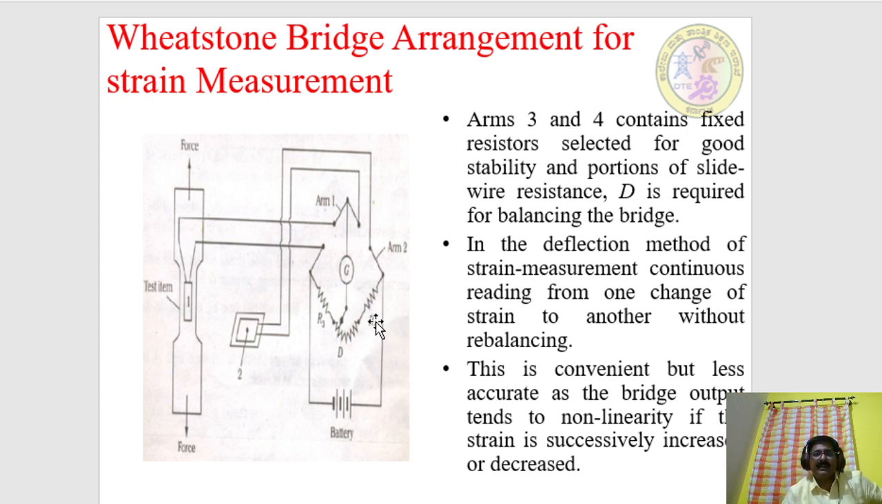If arms 3 and 4 contain fixed resistors for good stability, and a portion of the slide wire resistance, then D is what is required for balancing the bridge. In the deflection method of strain measurement, continuous reading from one strain change to another is possible without rebalancing. Moreover, this is convenient but less accurate, as the bridge output tends to non-linearity if the strain is successively increased or decreased.